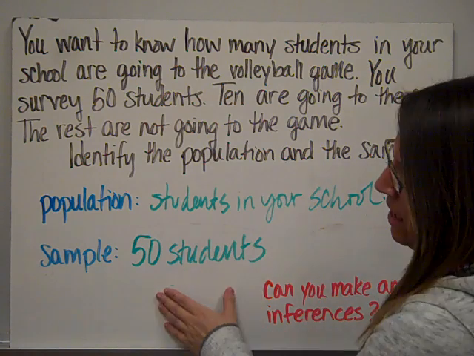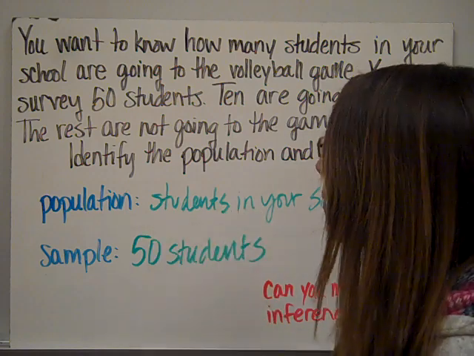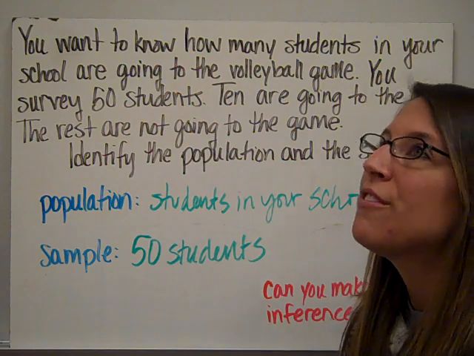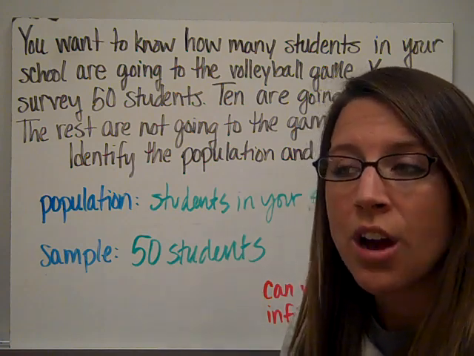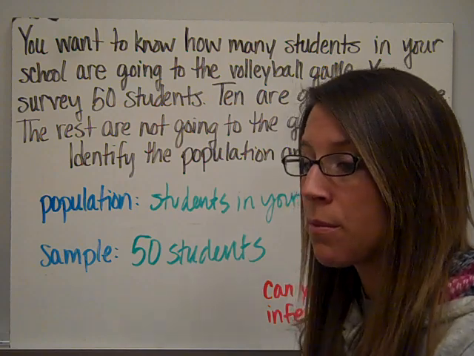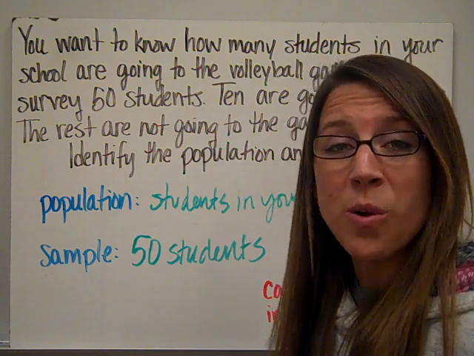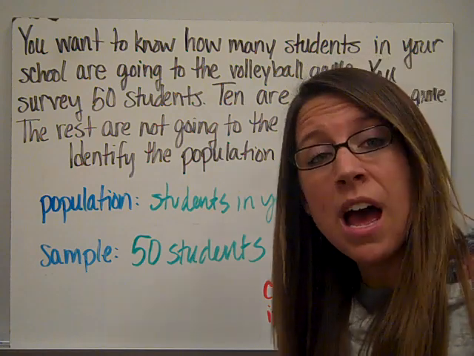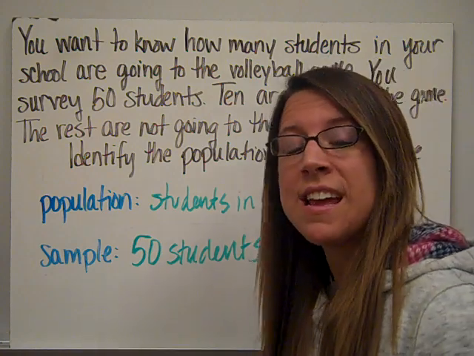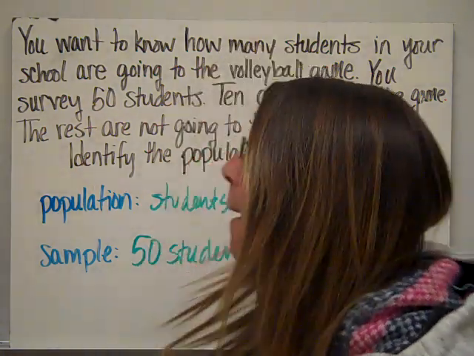Can we look at this? Well, 50 students were surveyed and 10 said that they were going to the game. Is it possible to say, well, if 10 out of 50 are going to the game, then how many out of 100 are going to the game? Well, that would be 20. And so could you say that 20% of all students are going to the game? Maybe. Maybe not. It depends on the students that you ask. If you only asked 50 athletes, then that would be a biased sample. And we'll talk a little bit more about that.